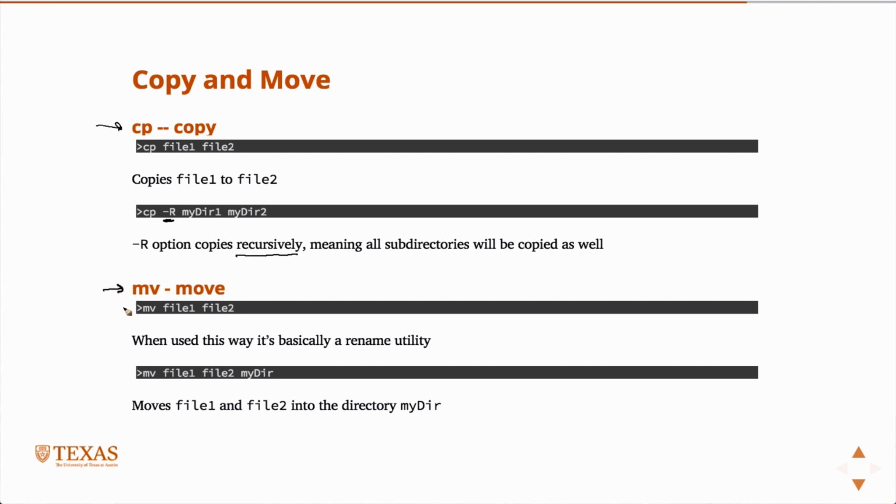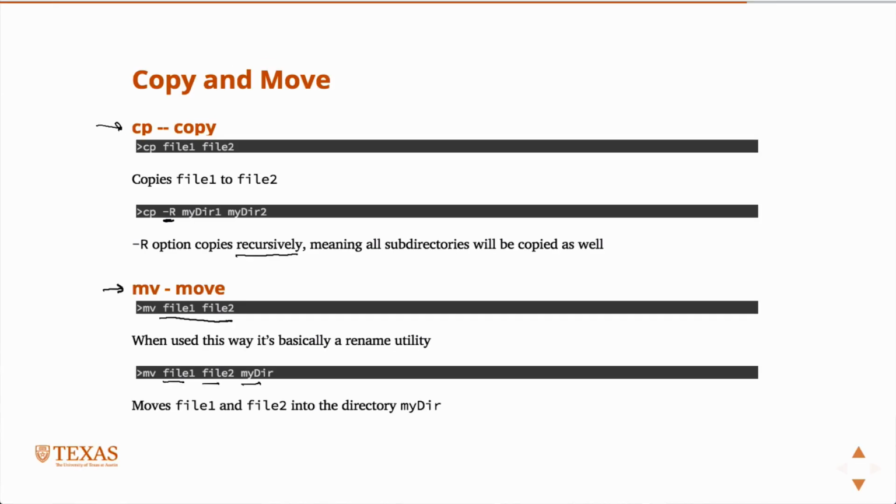mv is the move command, so that just moves a file from one place to another. When we use it in this context, if we just move file 1 to file 2, essentially all we've done is renamed it. Right? However, a common procedure is when there are multiple files and we want to move them all inside of a subdirectory, for example. In this case, this command takes file 1 and file 2 and moves them into the subdirectory, my directory.